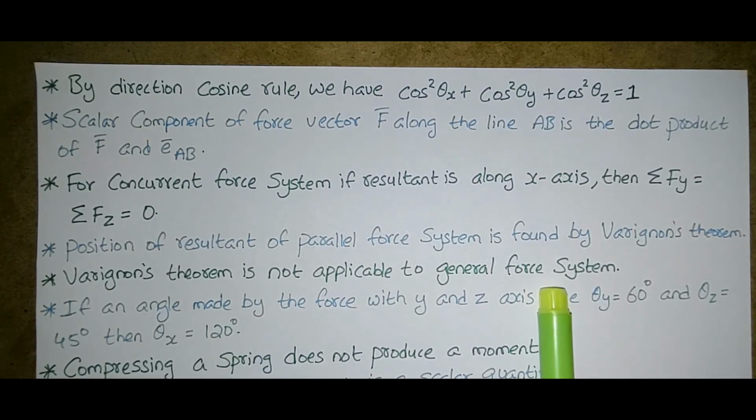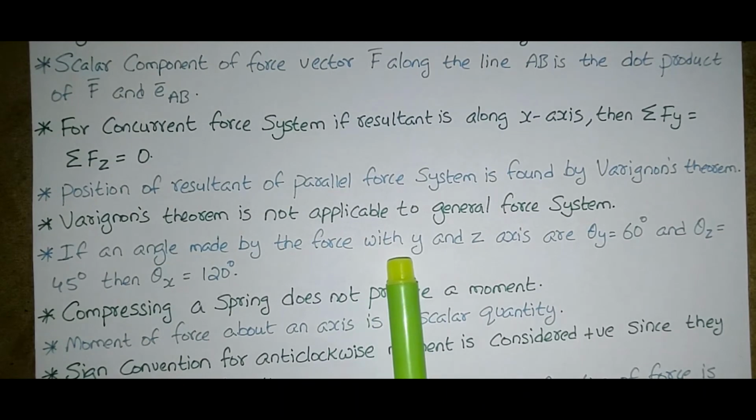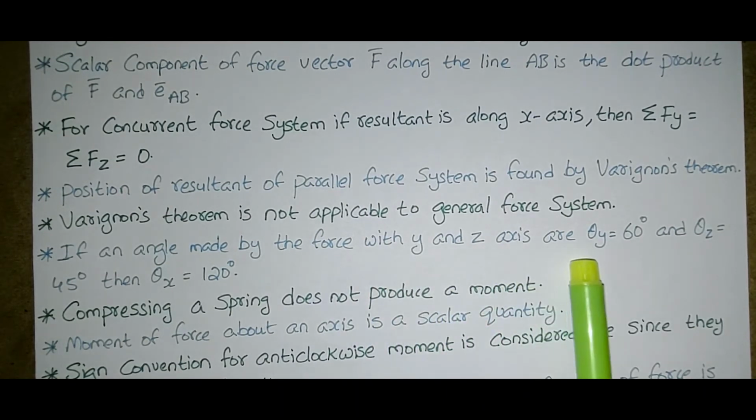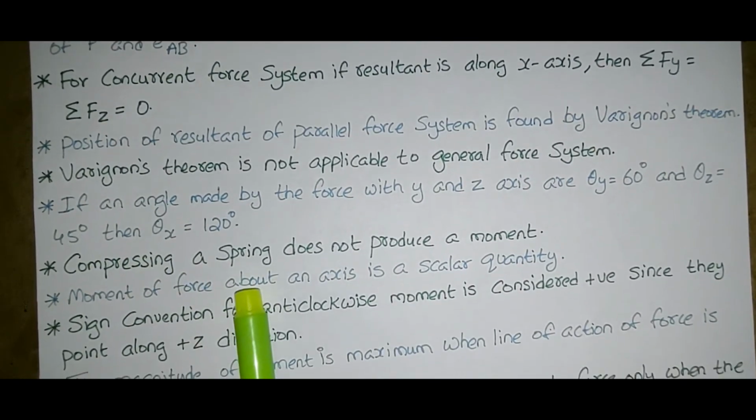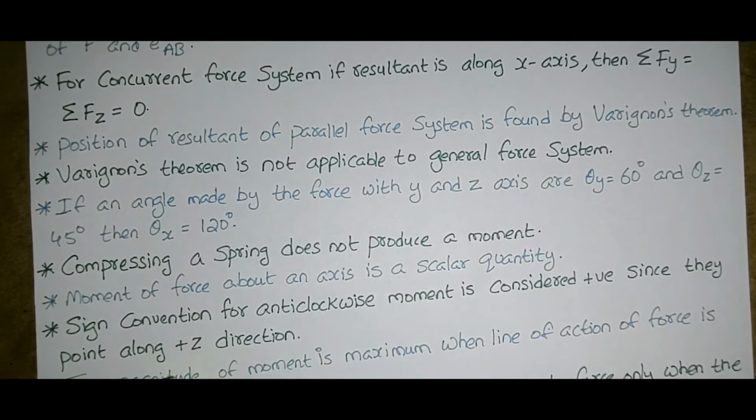If angles made by the force with y and z axis are theta y equal to 60 degrees and theta z is equal to 45 degrees, then theta x equal to 120 degrees. Compressing a spring does not produce a moment. Moment of force about an axis is a scalar quantity.